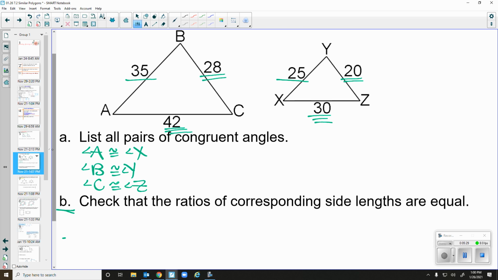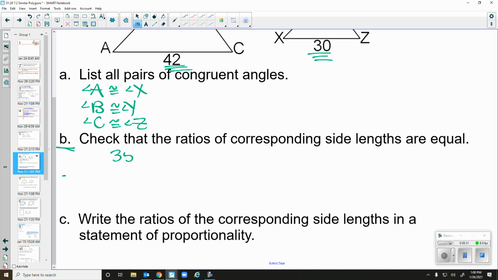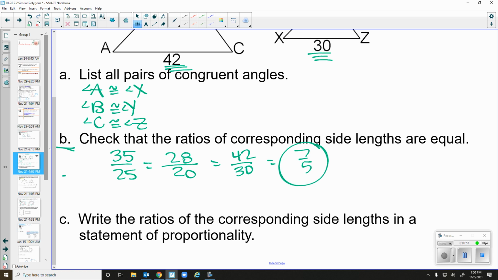So if we have 35 over 25, 28 over 20, and then 42 over 30, do those all simplify to be the same thing? What do they all simplify to become? Since they all equal 7 over 5, yes, that's proving our similar figure.